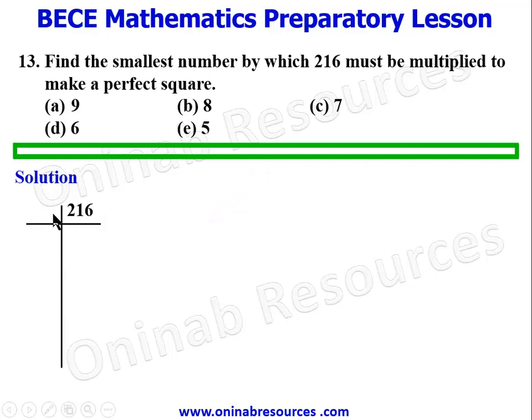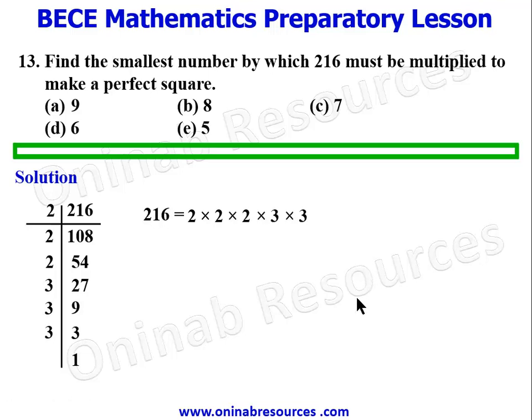216 is divisible by 2, and 2 is a prime number, so 216 divided by 2 gives 108. 108 is still divisible by 2. This is 54, and 54 is still divisible by 2 to give 27. 27 is divisible by 3. 27 divided by 3 gives 9, and 9 divided by 3 gives 3. 3 divided by 3 gives 1. So from here, 216 is 2 times 2 times 2 times 3 times 3 times 3.